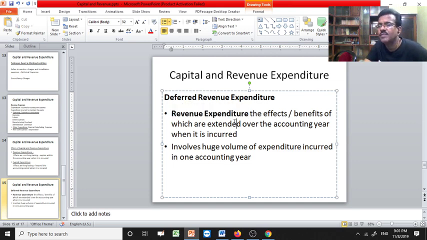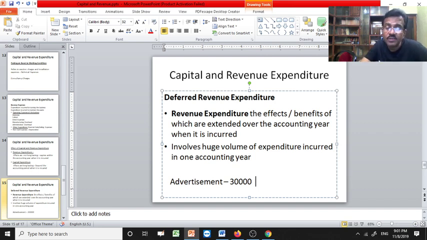For example, advertisement. Now, if you made some hoardings and gave some advertisement or made certain pamphlets, and you incurred say 30,000 rupees for all that, this is a revenue expenditure, and you charge it off to your accounts. You debit profit and loss account, credit advertisement account, finished.